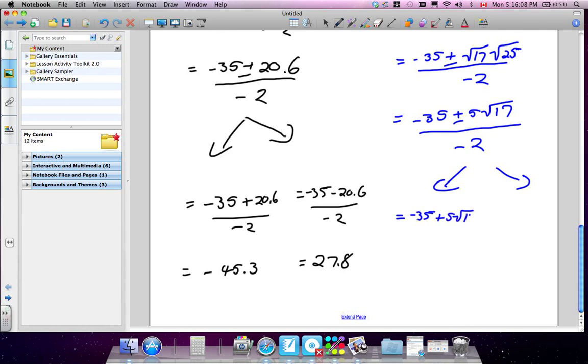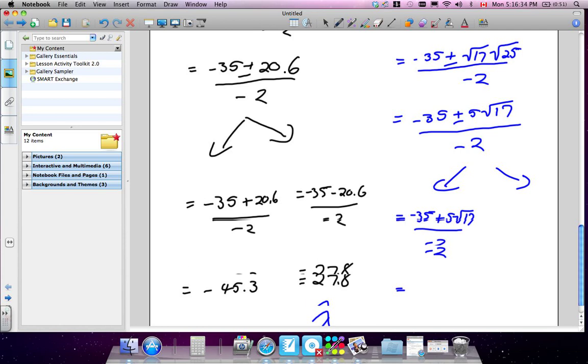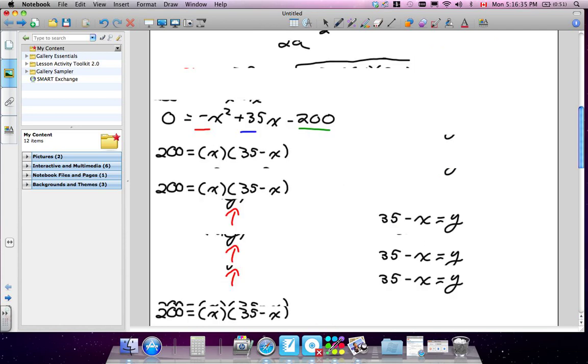Split negative 35 plus 5 root 17 divided by negative 2. You really can't do anything over here, so it's really not what we want. We really don't want a radical answer here. We're looking for dimensions of a fence, and this is a ridiculous number to give to somebody. Oh, I'd like my fence to be negative 35 plus 5 times root 17 divided by negative 2 the distance. That doesn't make any sense.